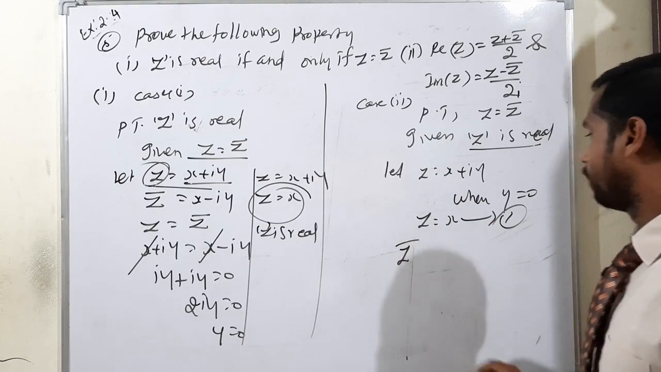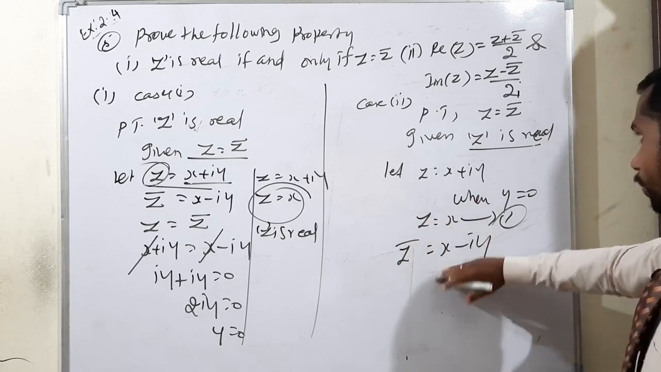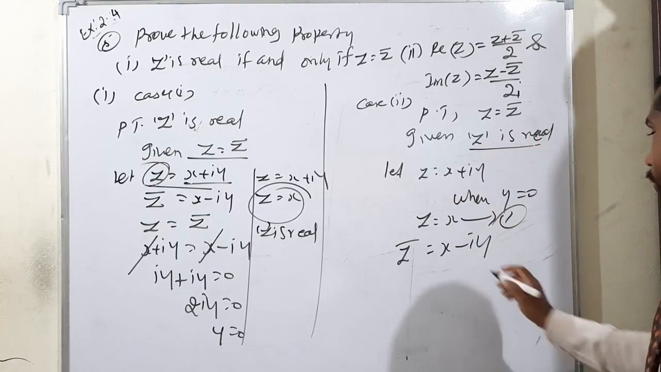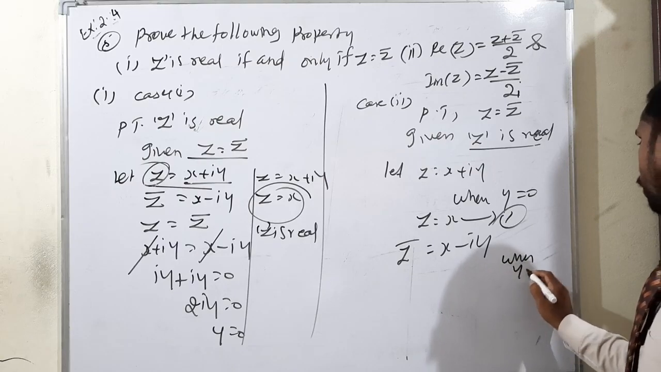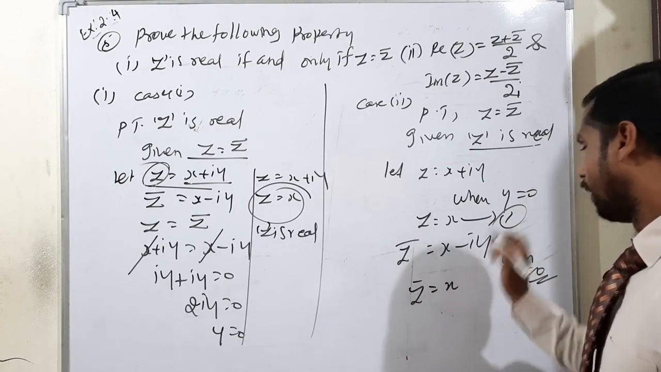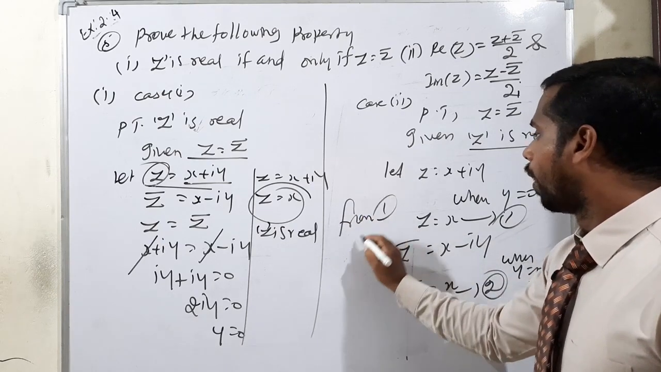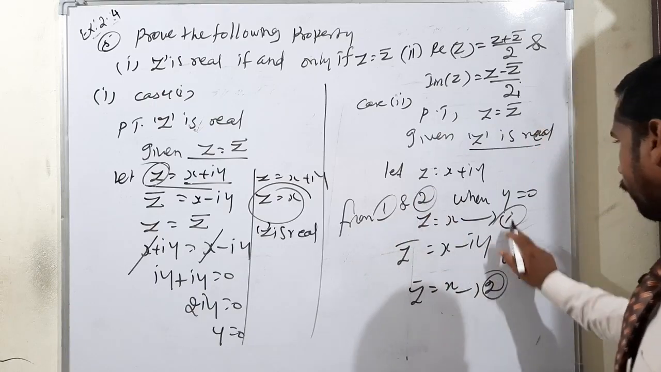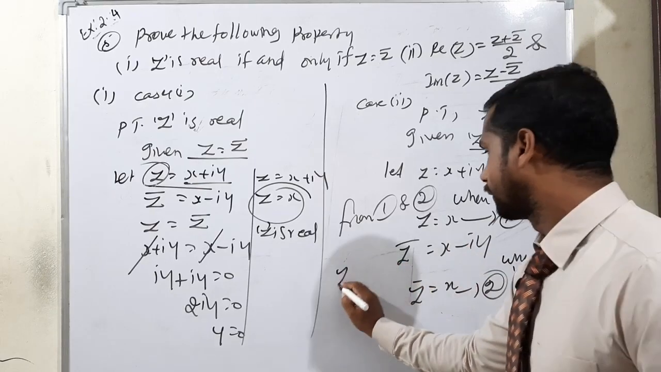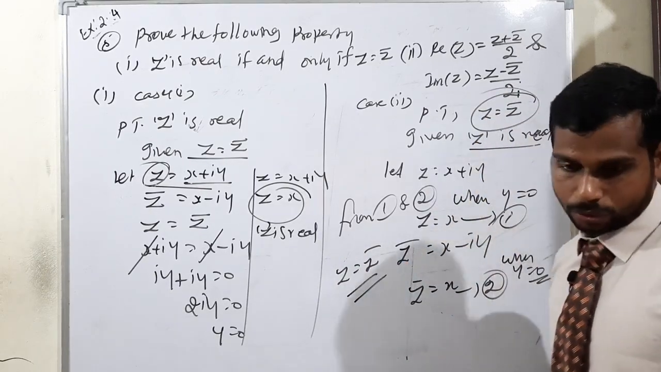At the same time, if you take z bar, it is x minus iy. Here also, given z is real, y is equal to 0. When y is equal to 0, z bar is also x. This is considered equation number 2. So from 1 and 2, z is x and z bar is also x, therefore we can say z is equal to z bar. This proves that condition. Case number 2 is also clear.